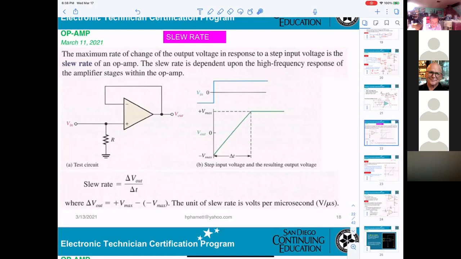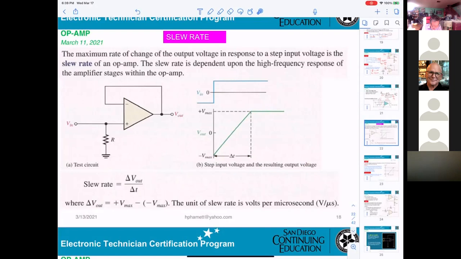That means input and output will be the same. Now, what happened is the input goes from negative up to positive. If the op amp is doing a perfect job, the output would be exactly the same, also going from negative to positive right away. However, it's not working that way. You can see it takes a little time to get to this level. This is the delta T, from here to here. It takes a certain time to go up to the maximum. So, the step input voltage and the resulting output voltage, that's what they're talking about, slew rate.